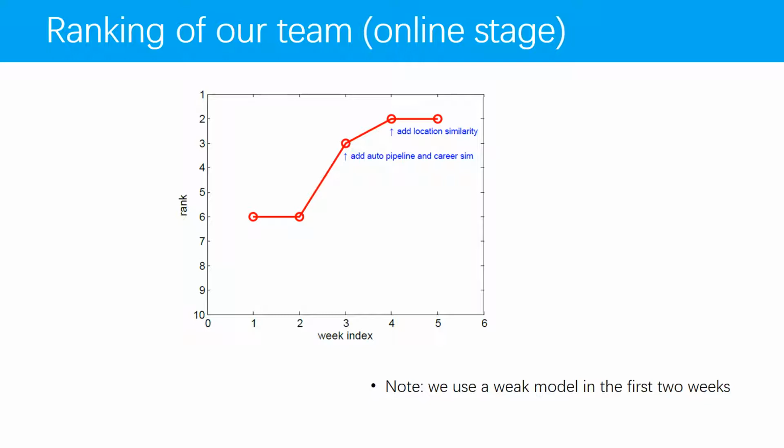This is our ranking trend during the online period. In the first 2 weeks, we used a weak model. And after we enabled our fully automatic pipeline and added career level and location features, our team remained in second place for the last 2 weeks.